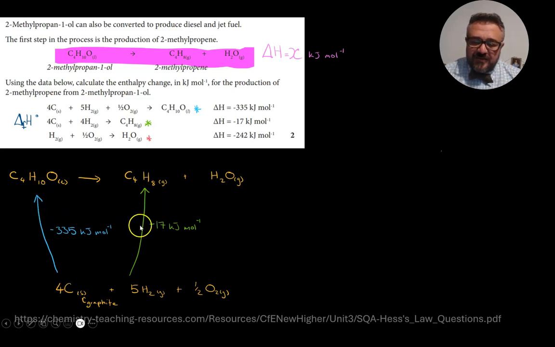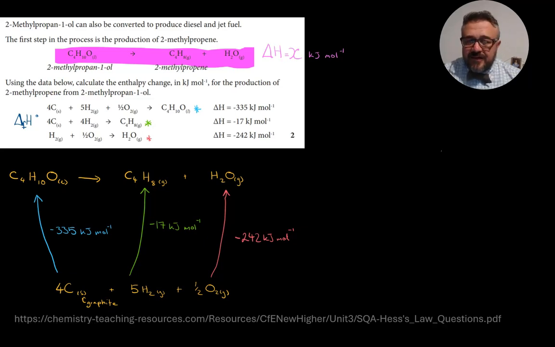Notice how it's changed direction though. This one's going up that way, and this one's going up that way. And the next one is going to be minus 242 kilojoules per mole. So, nice, we've got our little cycle. And now here comes the hard part. Just joking. It's pretty straightforward.